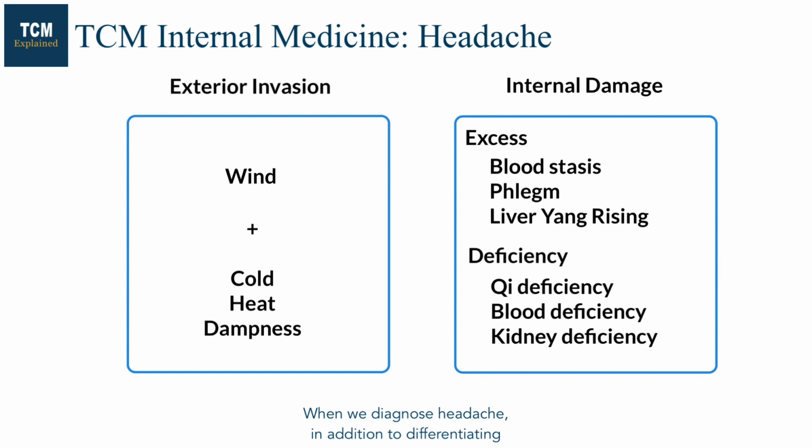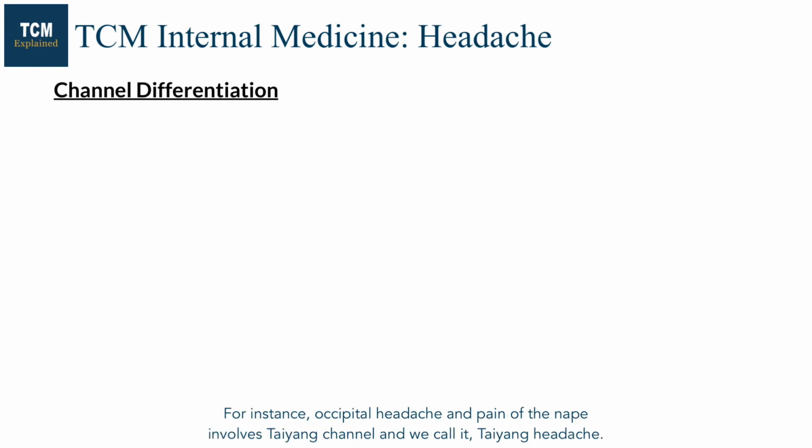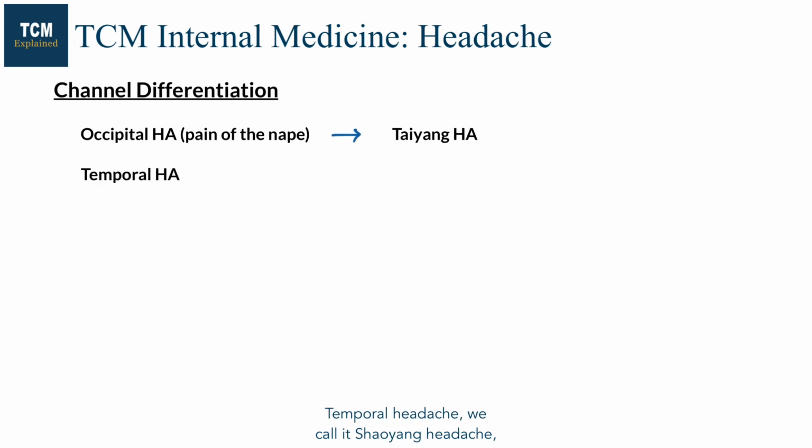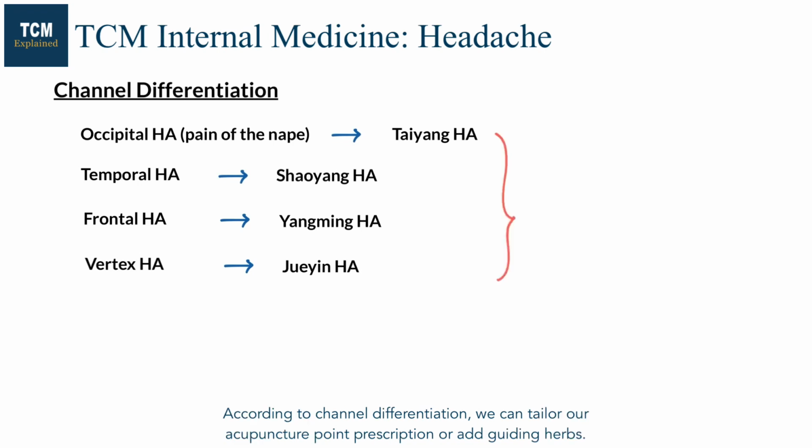When we diagnose headache, in addition to differentiating whether it is external or internal, we also consider channel differentiation. Depending on the location of the headache, we suspect which channel is affected. For instance, occipital headache and pain of the nape involves Tai-Yang channel, and we call it Tai-Yang headache. Temporal headache, we call it Xiao-Yang headache. Frontal headache, we call it Yang-Ming headache. And vertex headache, we call it Jue-Yin headache. According to channel differentiation, we can tailor our acupuncture point prescription or add guiding herbs.